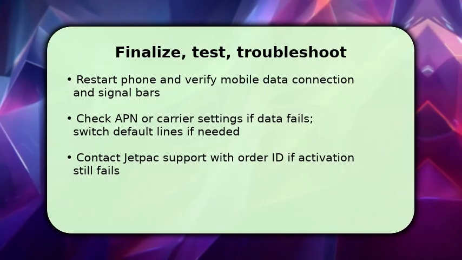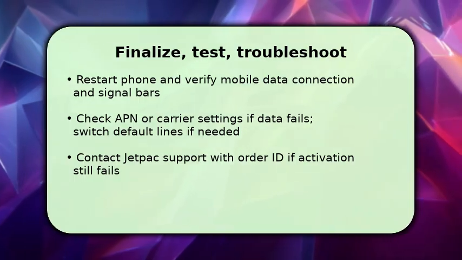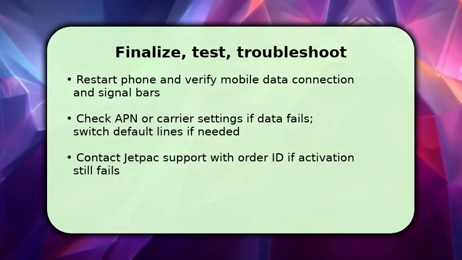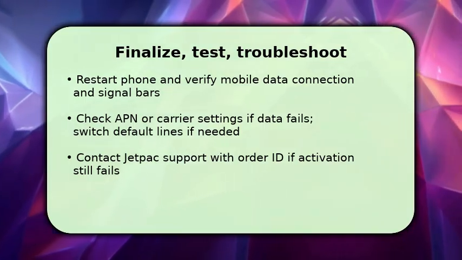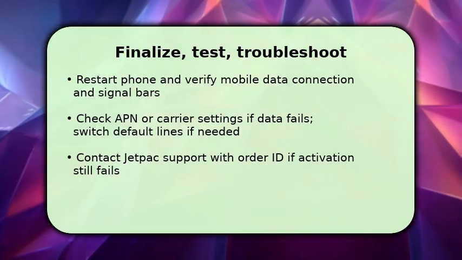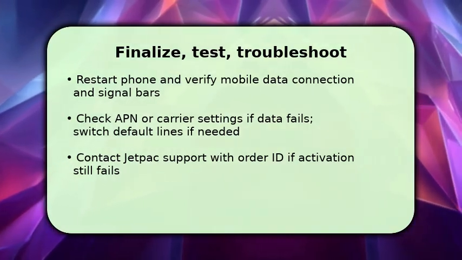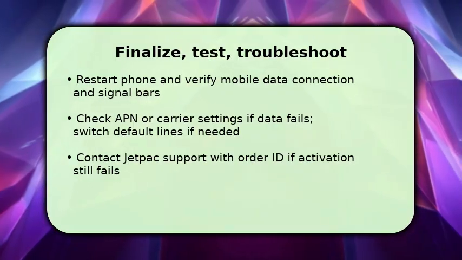If you don't get data, toggle airplane mode, reselect the Jetpac eSIM as active for data, and verify APN settings in cellular options. If problems persist, reinstall the eSIM from the activation code or contact Jetpac with your order ID so they can confirm activation.